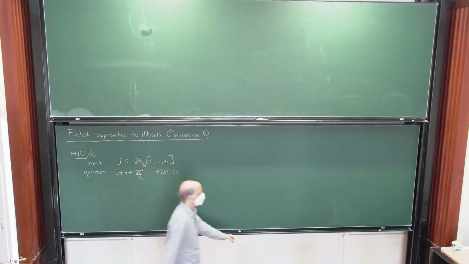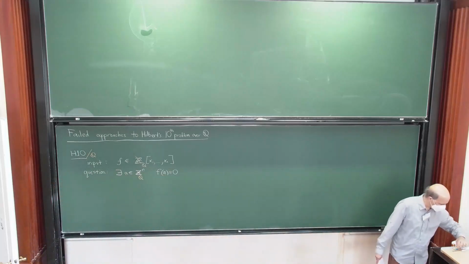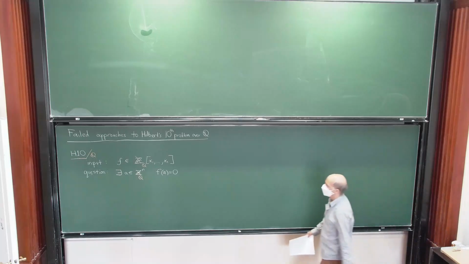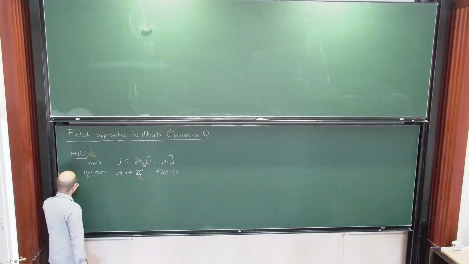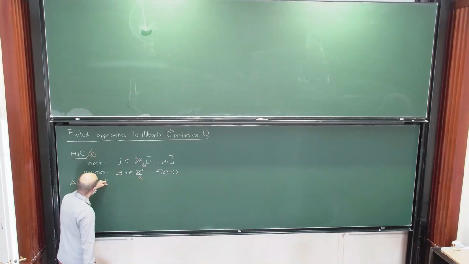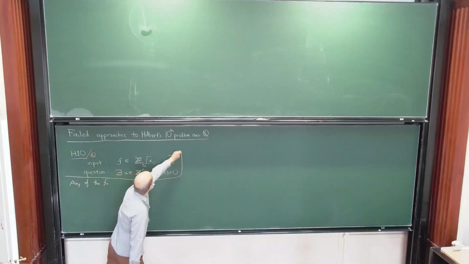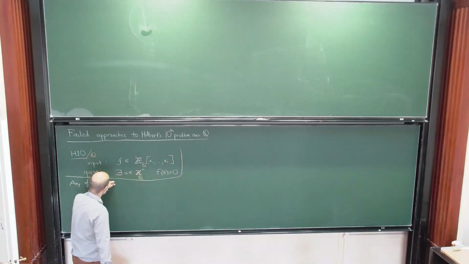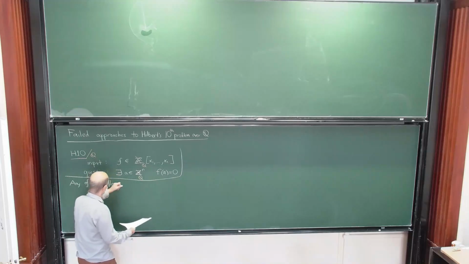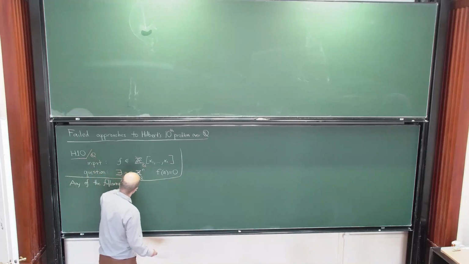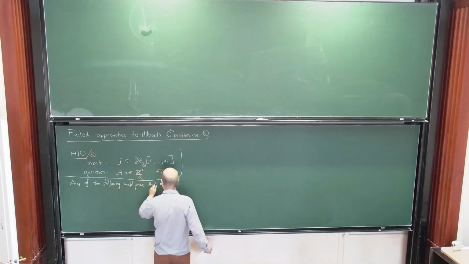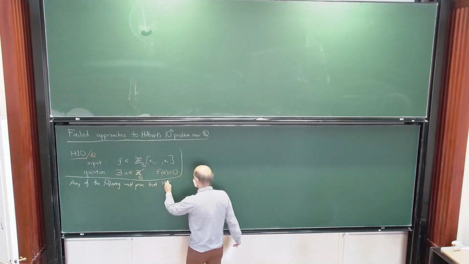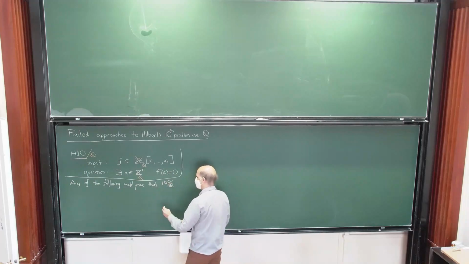Suppose you're trying to prove that it's undecidable. There are various approaches you could try. Any of the following would suffice to prove that Hilbert's problem over Q is undecidable.